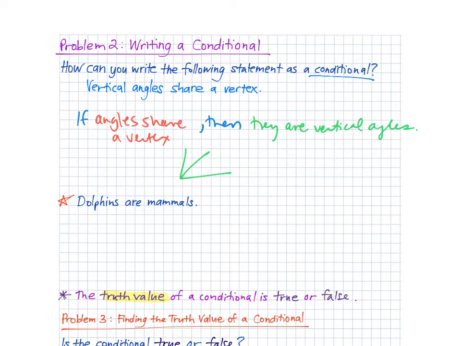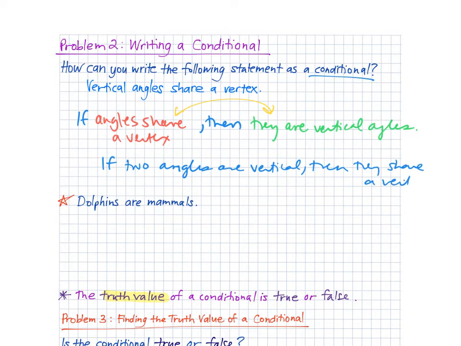Vertical angles share a vertex. So this is not actually writing the same statement. So maybe if we switch our hypothesis and our conclusion, it will make sense. Okay, let's try this again. So let's just switch these. If two angles are vertical, then they share a vertex. And that makes sense, right? So be careful with these. Make sure you reread it and it makes sense in the problem, and that it's still true.